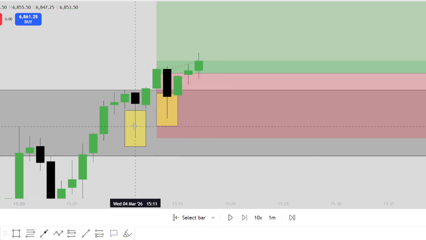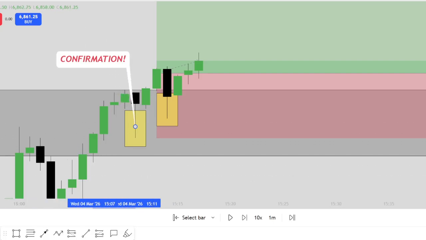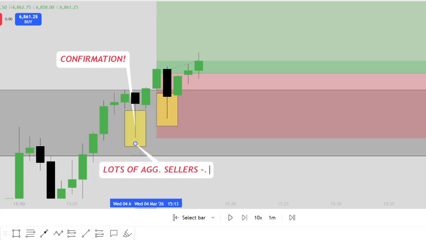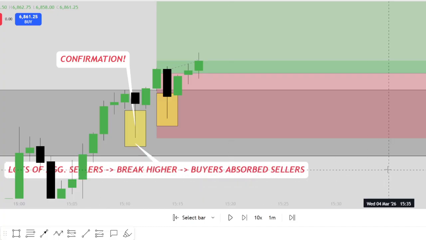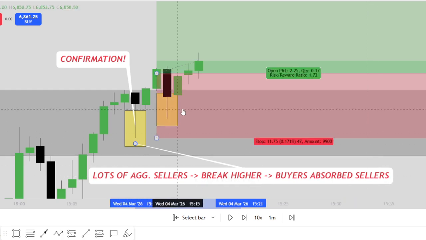So in other words, this is your execution right here. This is your confirmation. So what did this wick actually have? Well, this wick had lots of aggressive sellers, and we had a break higher. So when you have lots of aggressive sellers and a break higher, what this means is that buyers absorbed sellers. That's it. That's all that happened here and also here.